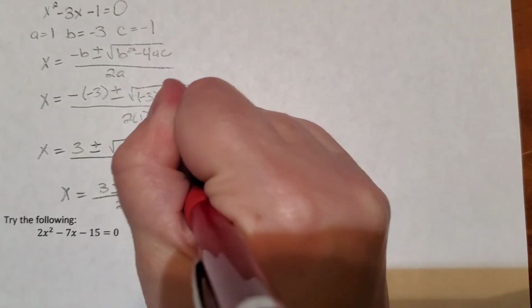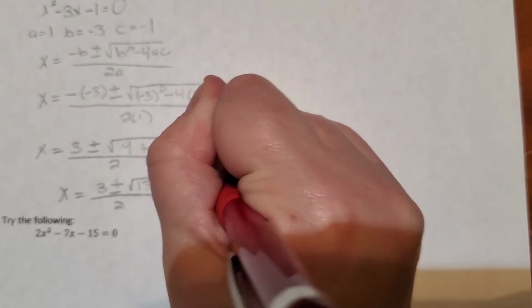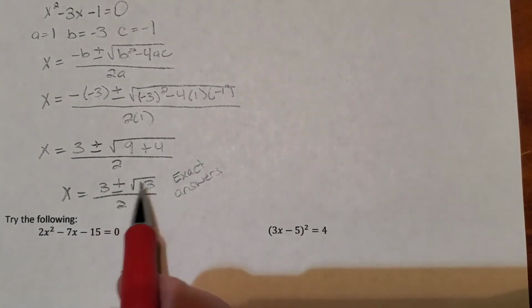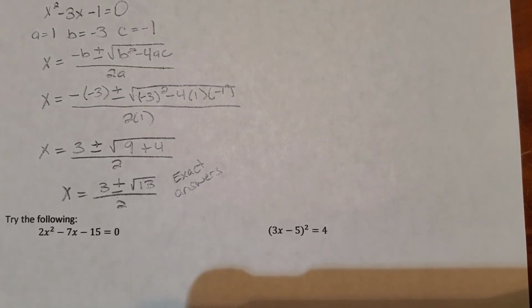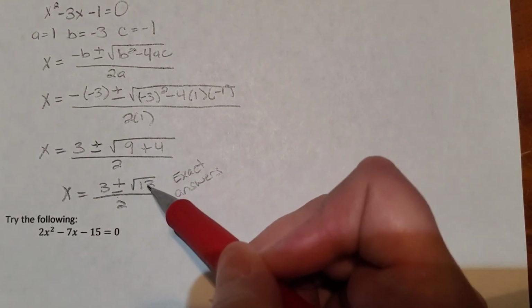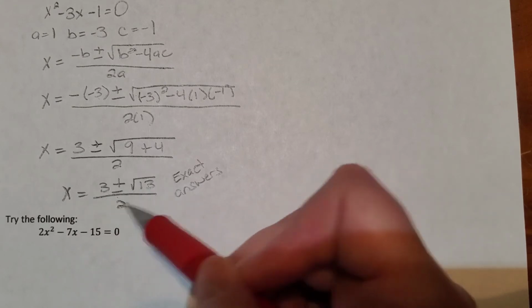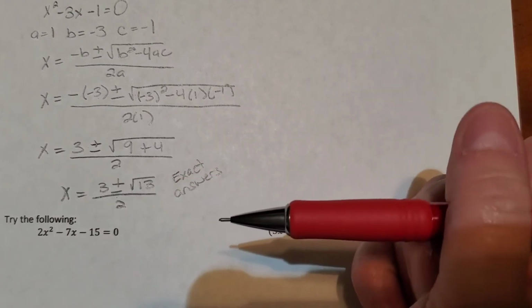If you're asked for exact answers, that is as precise as you can get. Again, notice there's 2 of them. There's 3 plus the square root of 13 over 2, and there's 3 minus the square root of 13 over 2. Notice that cannot be reduced. The 3 and the 2 can't be reduced. The square root of 13 cannot be simplified, so there's no way to reduce that. So these would be your exact answers.